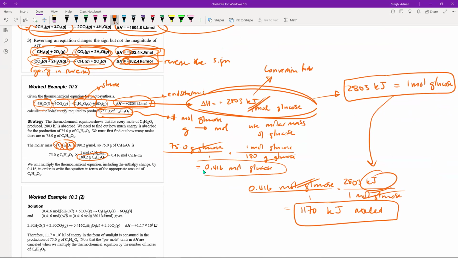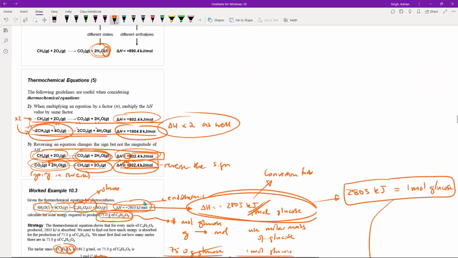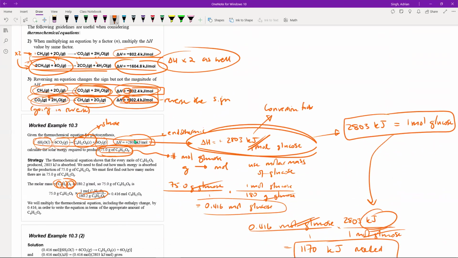So my point here is, in addition to knowing how to manipulate these equations, we can use the thermochemical data, the delta H, the enthalpy values, for example, to determine and calculate the enthalpy change for any amount of something that we have, as long as we have our balanced equation.